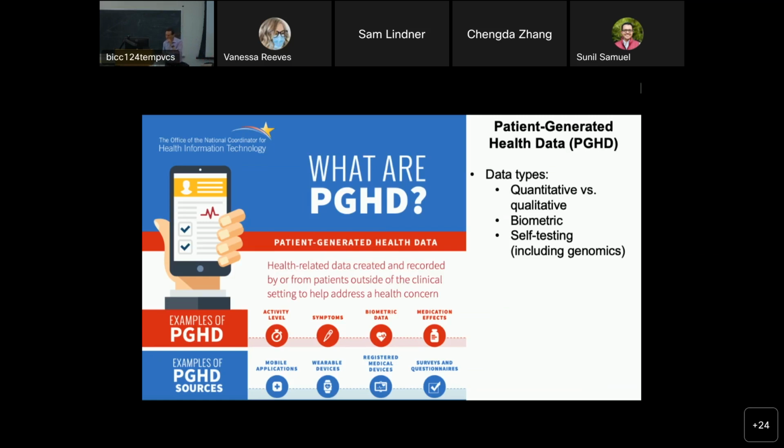So there's a lot of testing that takes place. You can test for STIs, sexually transmitted infections, at home. You can test for HIV at home. You can test for all kinds of things. People are ordering their genomic panels at home. So it's really a great amount of stuff.